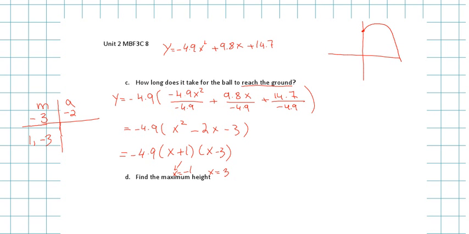Okay? Because if you look right here, basically, this is negative 1. So that's before that. And that is not possible when you're talking about time. So it hits the ground at 3 seconds. Right? So the answer here, how long does it take for the ball to reach the ground? The ball will reach the ground after 3 seconds.